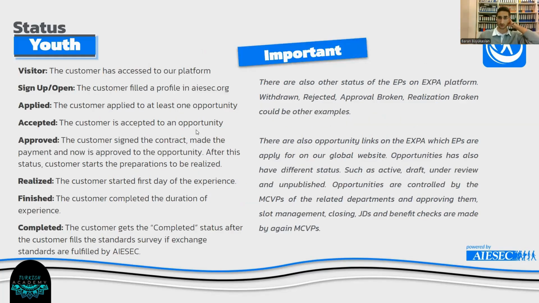Yeah. So let's talk about some status on our platforms or in our exchanges. Visitors are directly accessing the platform and visiting our website. Open means customers or potential EPs fill the profile in Isaac.org, and applied means EPs see that opportunity, see that project and apply. And lastly, accepted. Accepted means everything is clear and the EP signed the contract and everything, then the approval phase will continue. The realization phase, I already talked about it.